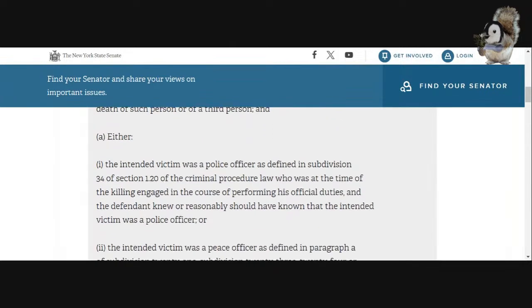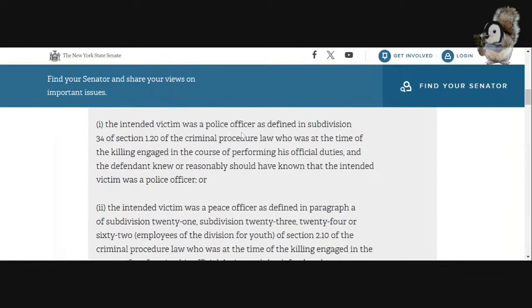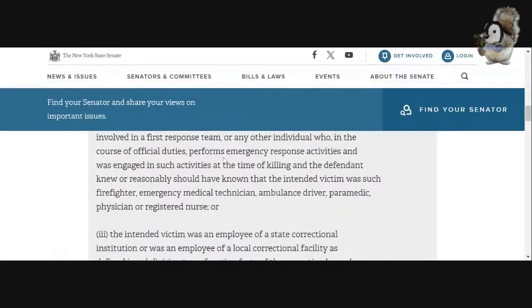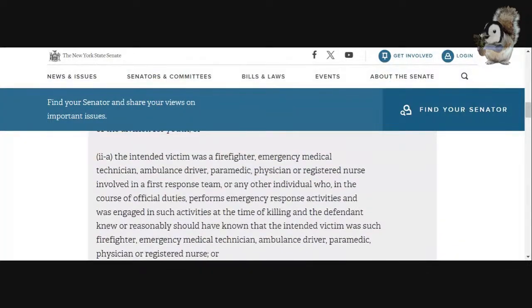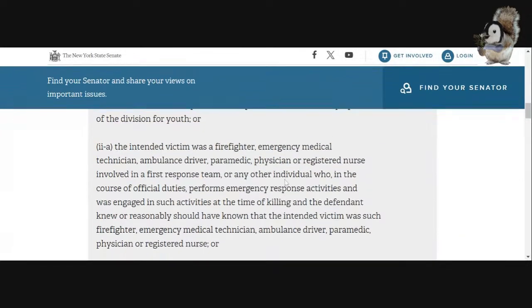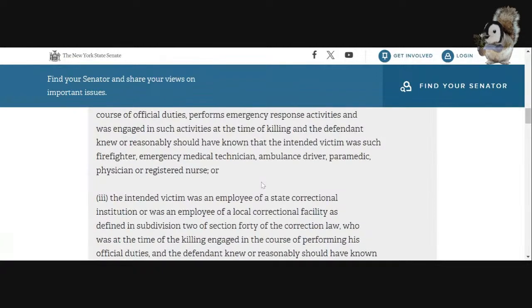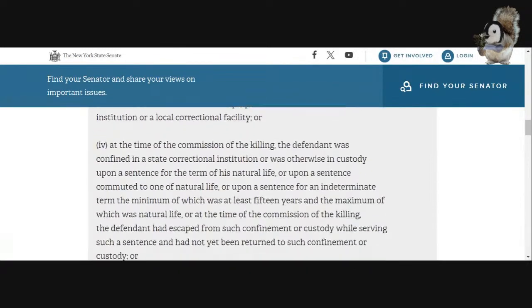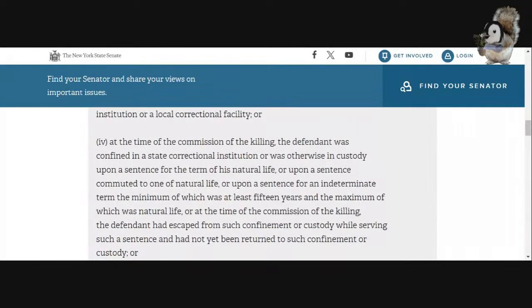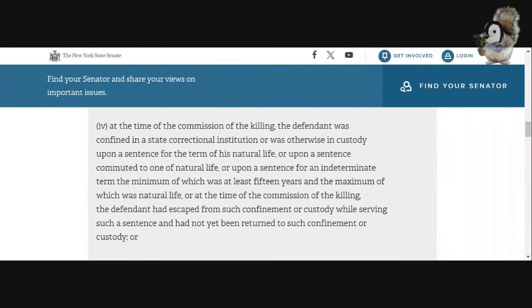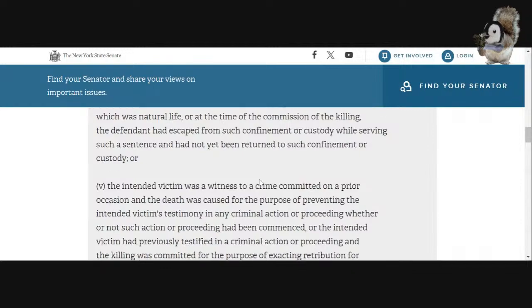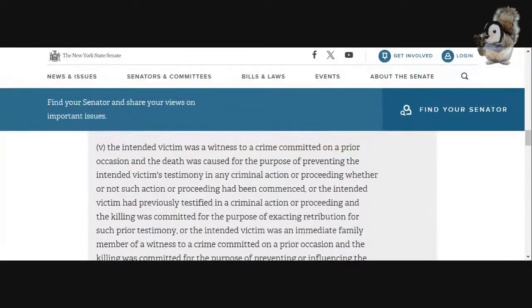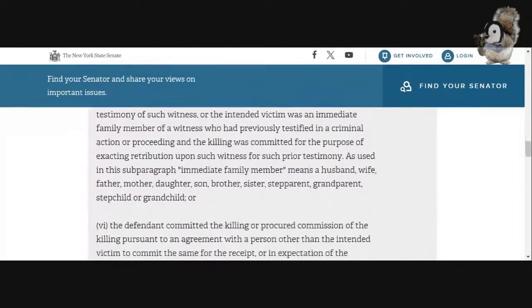So either the intended victim was a police officer, a peace officer, a firefighter, an emergency medical technician. I'm not going to read it. You guys can understand the categories, right? The intended victim was an employee of a state correctional institution. At the time of the commission of the killing, the defendant was confined in a state correctional institution. So they were in custody, basically. The intended victim was a witness to a crime committed on a prior occasion, blah, blah. Again, none of these are really going to apply here, so that's why I'm not going to go into reading all of that.